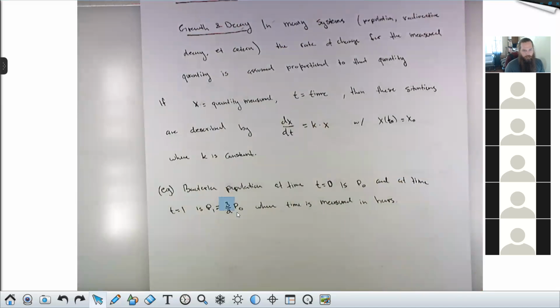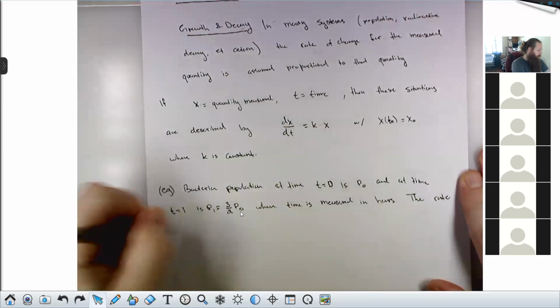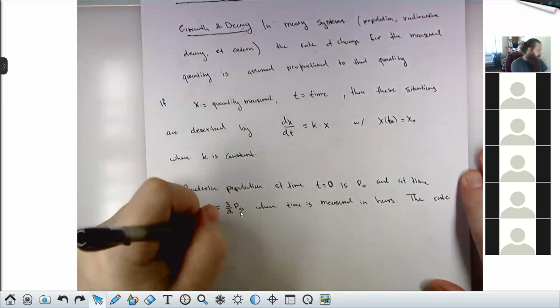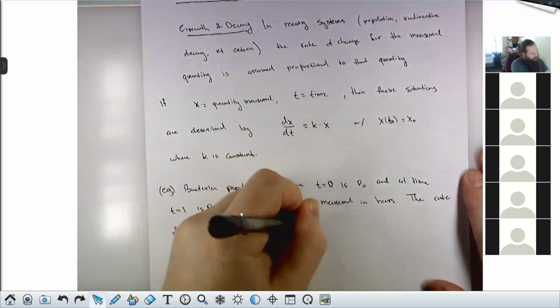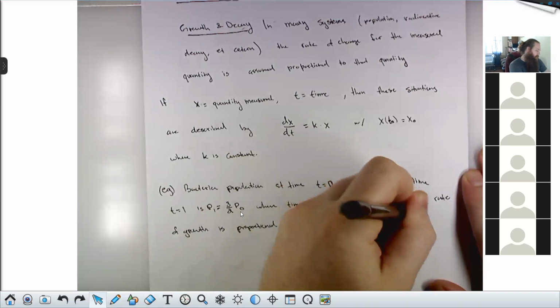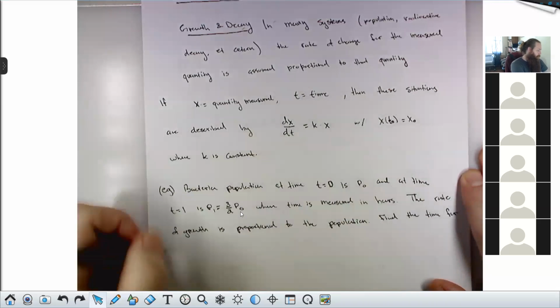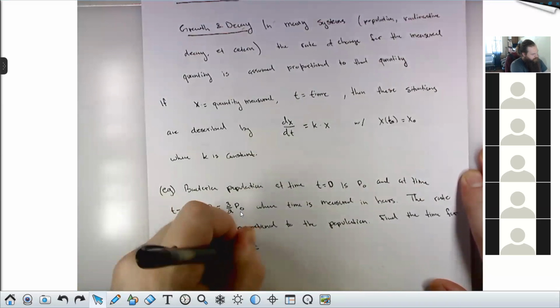One hour later, you've got 1.5 times the amount, 3/2 times P0. They tell us that the rate of growth is proportional to the number of bacteria present at time t, and they want to find the time necessary for the number of bacteria to triple. So they say the rate of growth is proportional to the population. Find the time for the population to triple.